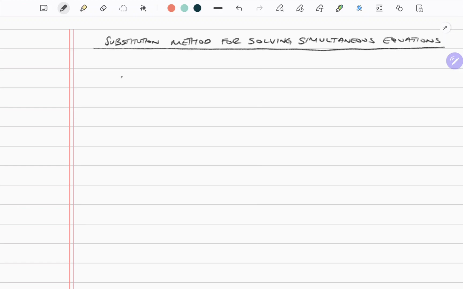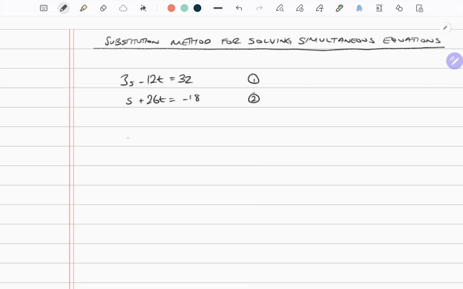So let's say, for example, we had 3s minus 12t equals 32 and we had s plus 26t equals minus 18. First thing we'll do, just label these equations so they're easier to reference. So we'll say that the first one is equation 1, second one is equation 2. Okay, so what we're going to do first is to rearrange equation 2 to make s the subject.